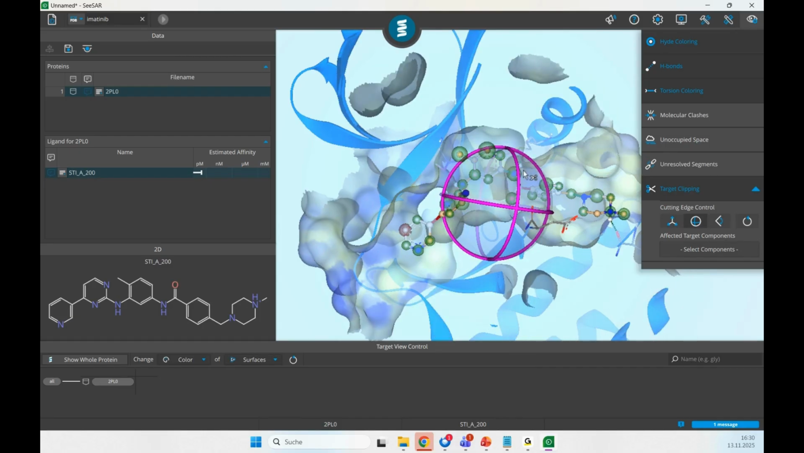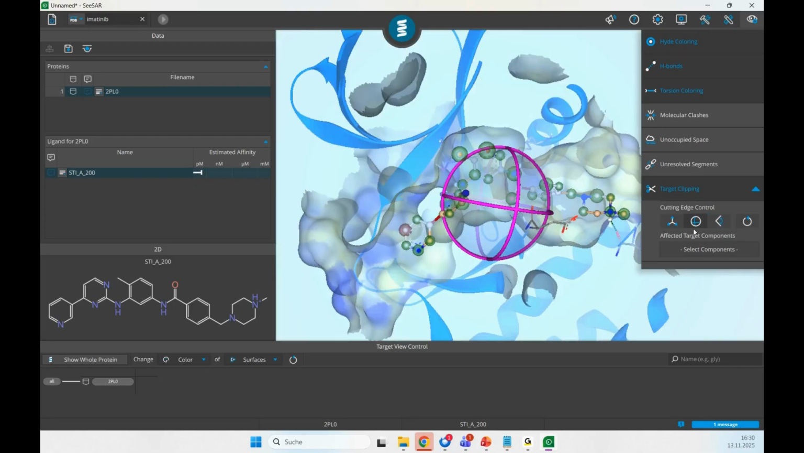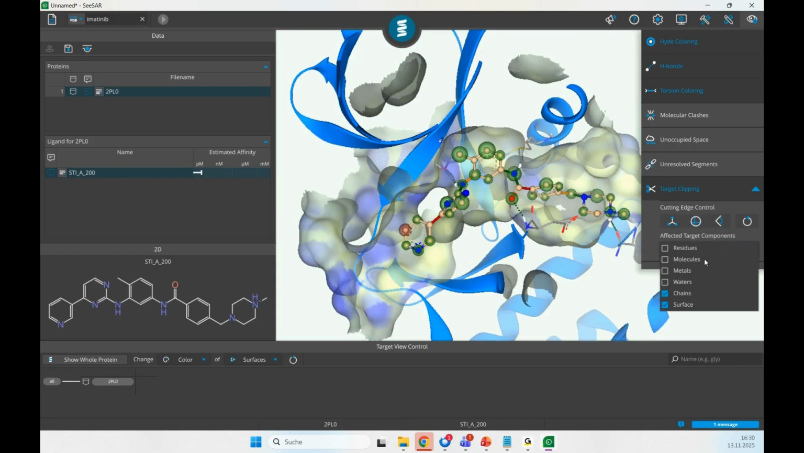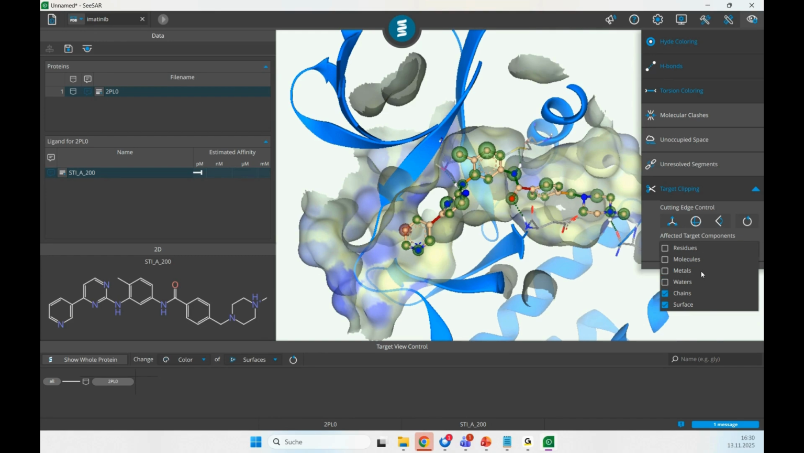Sometimes you have to play around a little bit. We can also flip the whole thing in order to face the other side. And here it's also possible to select whatever you would like to cut off. So basically what should not be shown here, which is chains, surface, waters, and so on and so forth.